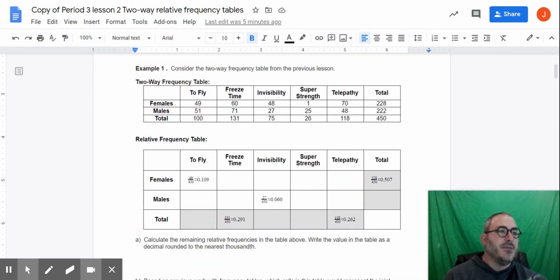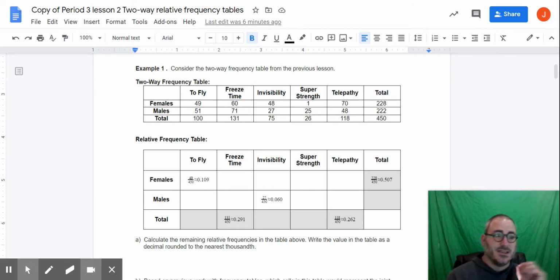Consider the two-way frequency table from the previous lesson. You guys have all seen this before, right? This is the one where there was a survey of 1,000 people, and they randomly selected 450 surveys out of that 1,000, and this is the data they got from it. This 49 here is the female respondents who said they wanted to fly as their preference for a superpower, and this 25 over here is the number of males that wanted super strength. The 26 would be the total number of respondents that wanted super strength, right? If this doesn't look familiar to you, look at the previous lesson, where we go over how these tables are interpreted.